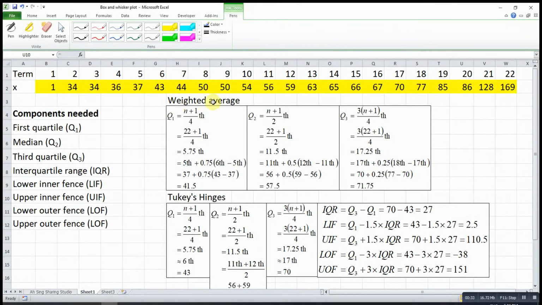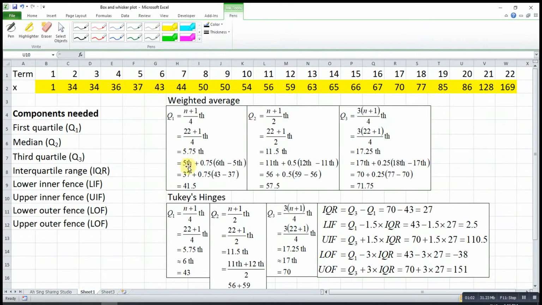For the weighted average, if we want to find Q1, because of raw data, we need to plus 1. So we take m plus 1 over 4, because of the 25th term. m is 22. Since we have a total of 22 numbers, 22 plus 1, 23 over 4, we have 5.75. Using weighted average, it must be exactly the 5.75 term.